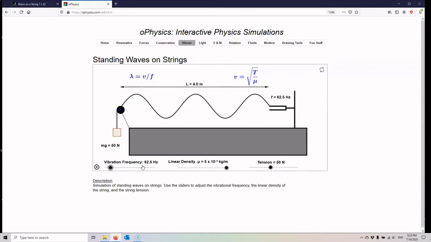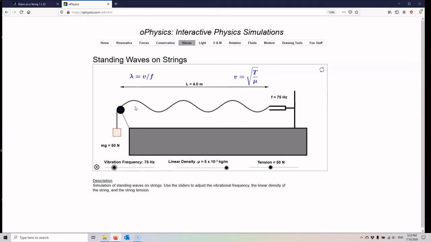All right, what's the next one? Well, it would be 75, so we're always at 12.5. So let's see how close I can get to this. There we go, 75 hertz. Big standing wave, let's check. So 75 hertz would be the sixth harmonic. Let's count our antinodes.